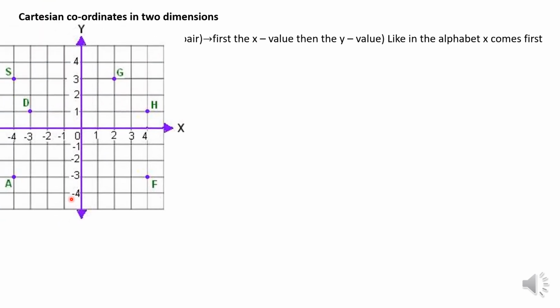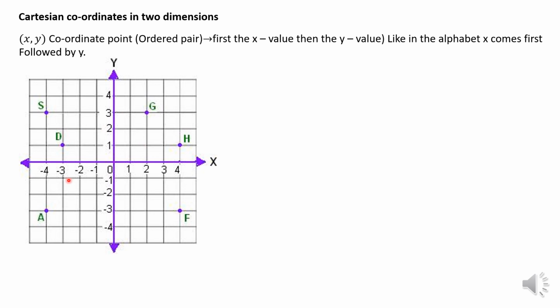So let's have a look at a few. I have a grid here with a few points plotted, and I'm not going to do all of them, just a few. So I'm going to write down the coordinates of A, D, G, F, and H. When you look at A, obviously you go 4 across to the left, so that's going to be negative 4 for x first, and then down negative 3. So the point here is negative 4, negative 3. This is the point A, and it's in the third quadrant.